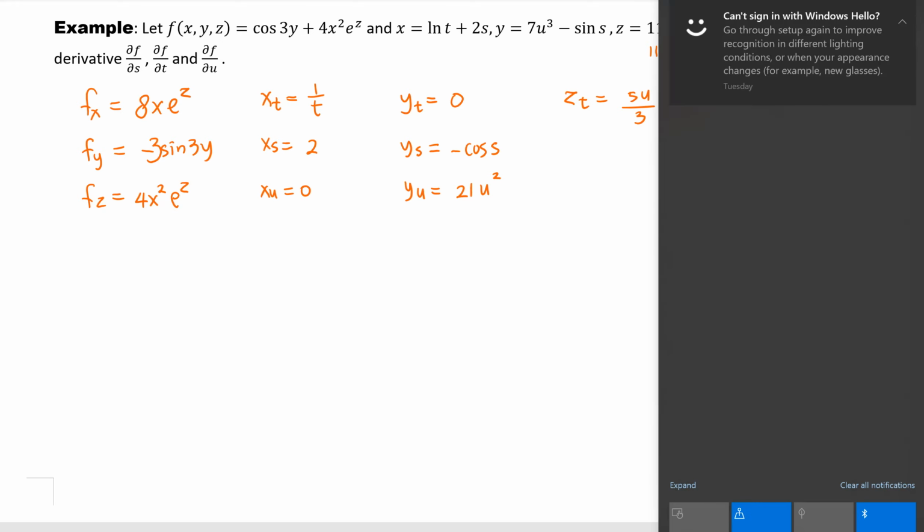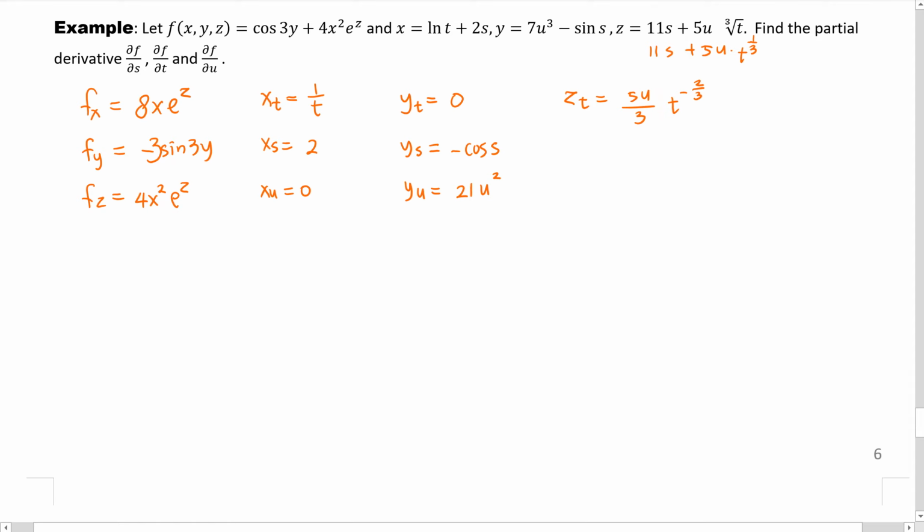So far, so good, everybody? And then zs is 11. zu: the derivative of u is 1, so 5 times t to the 1/3. Whew, okay, now we're ready.